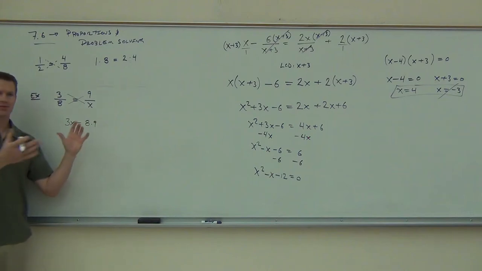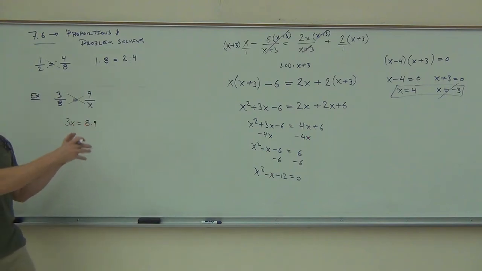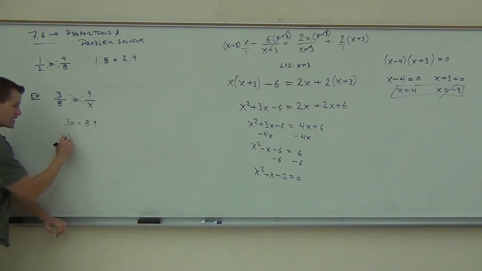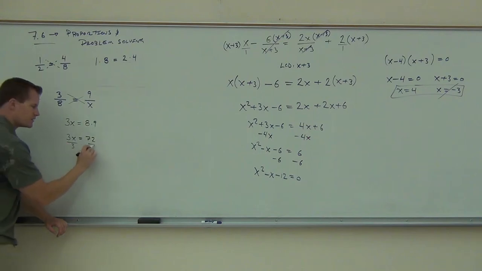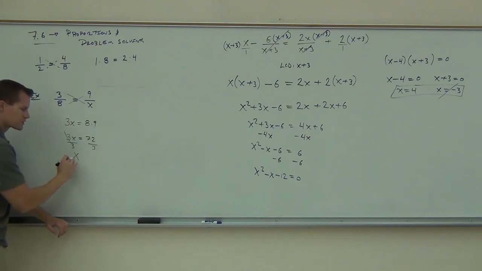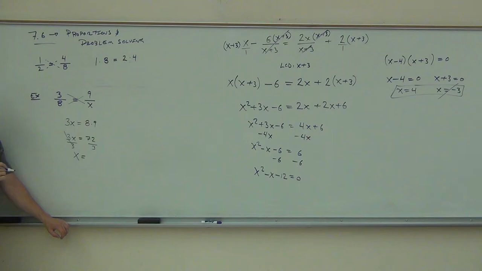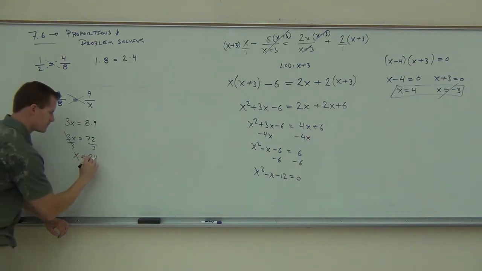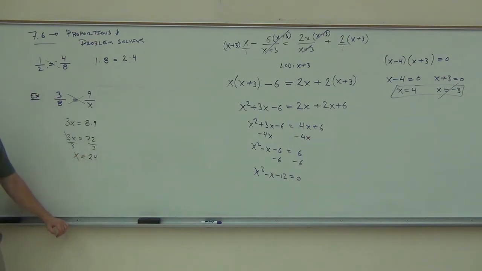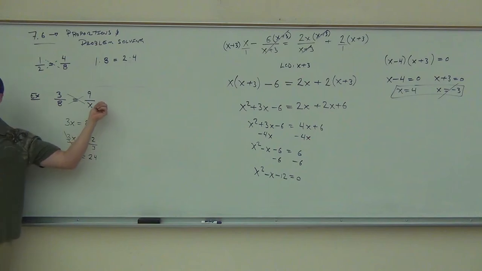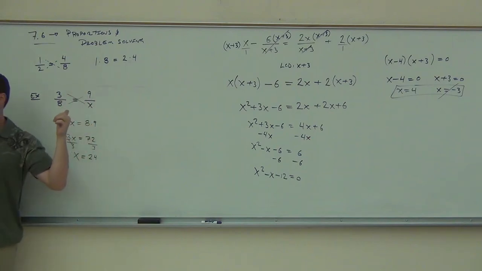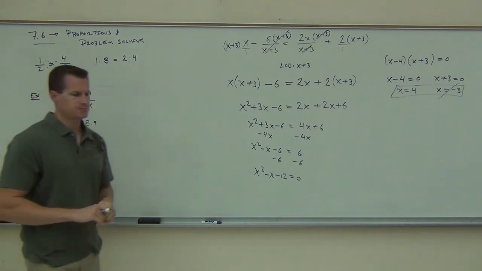Okay, this is from a long time ago. I'm just kind of refreshing your memory, and then we're going to build on this in just a bit. So yeah, we get 3x equals 72. Last step we have to do is just divide. It's a basic equation for us. X equals, how much is that going to be? And you know what? You can check your answer. If you plug in 24 right there and you simplify it, you're going to get out 3/8. So that's one way to check that.